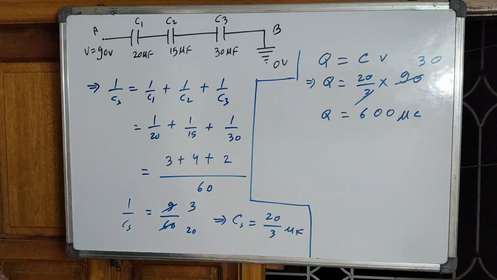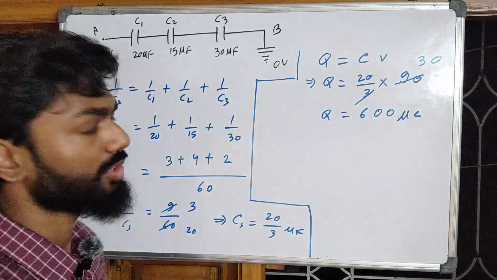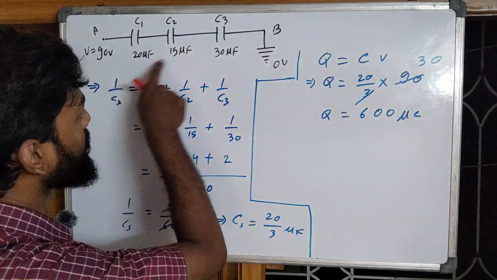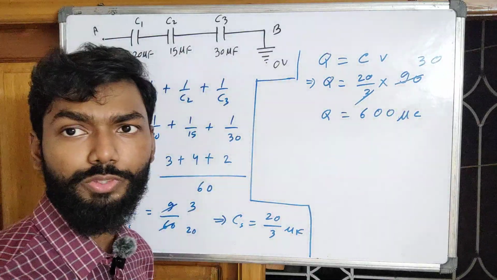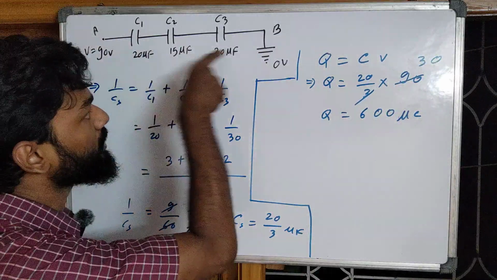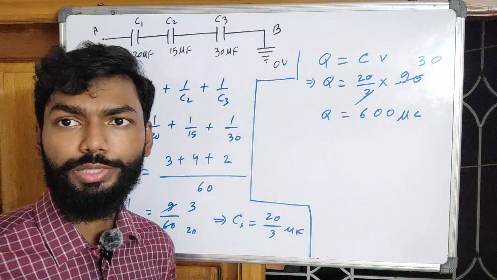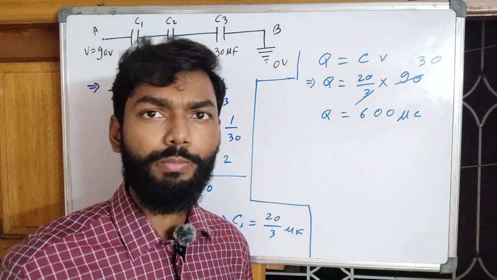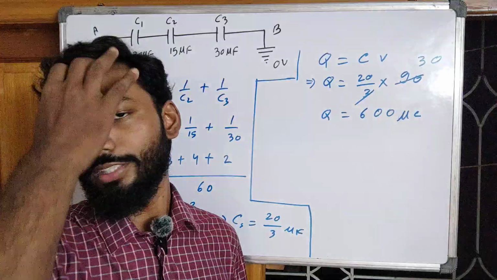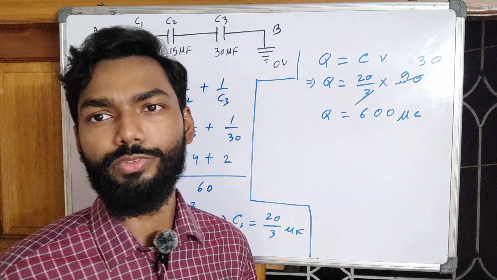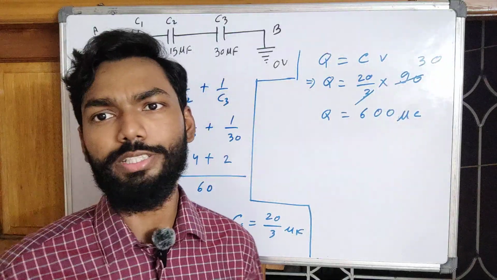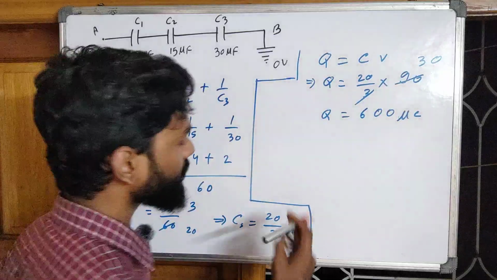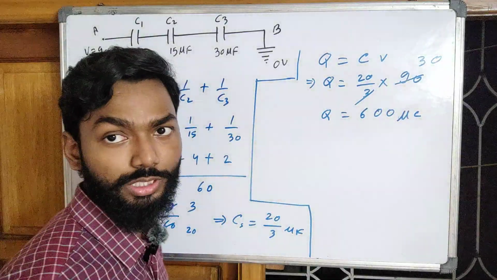So 600 is the charge, and this 600 charge will be across this, and this. The same 600 charge will be across C1, C2 and C3, since all of these are in series combination. And as I'm repeating from the first lecture, in series combination the charge remains the same throughout all of the capacitors connected in series. Okay, let's calculate the voltages across each capacitor.